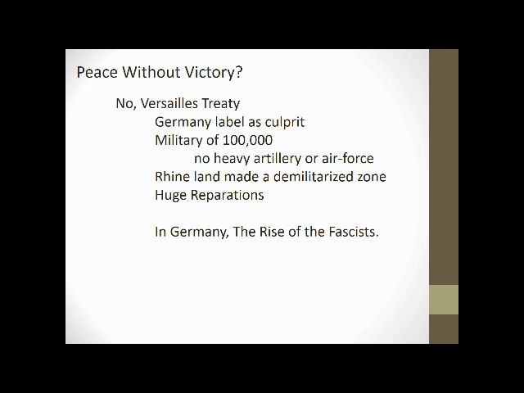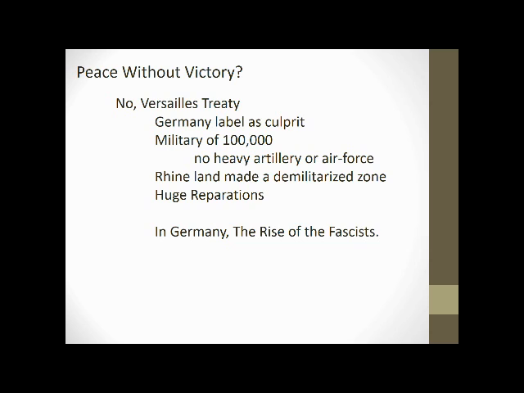There is no peace without victory. Germany was forced to sign the war guilt clause. They were labeled a culprit of the war, primarily for the invasion through the neutral countries and for the use of unrestricted submarine warfare. Their military was reduced to 100,000 only. There was no heavy artillery or air force allowed, which led them, by the way, to develop missile technology, which is one of the reasons why the V-2 rocket was developed by the time of World War II.